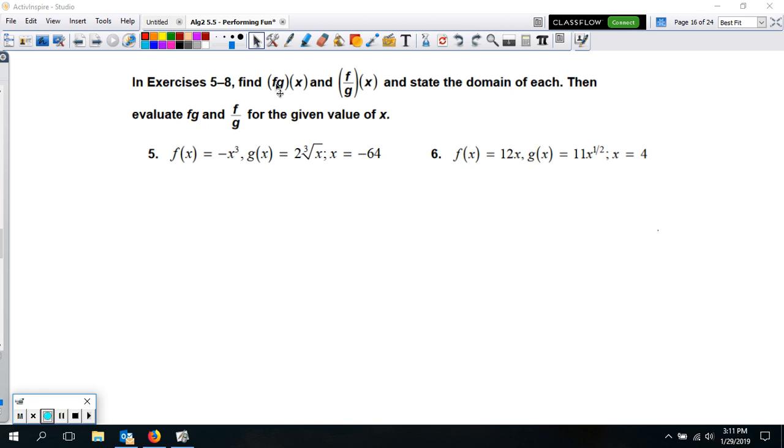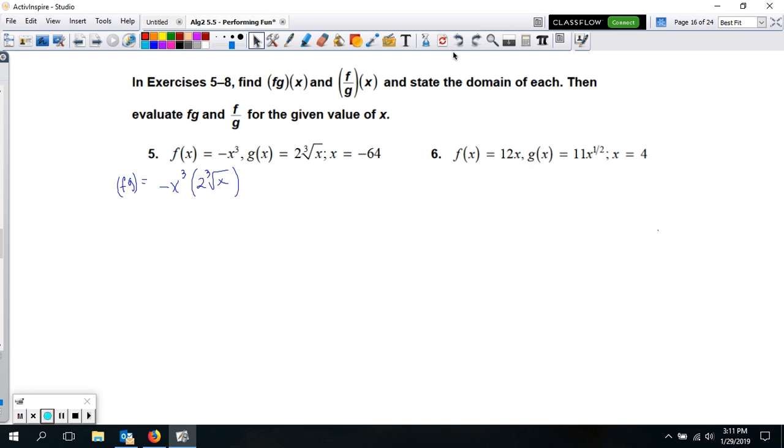f times g, or f next to g, is just f times g, and f over g means dividing the functions. So starting off with multiplying, we're going to do f times g, so that'd just be the negative x to the third times this g function right here, 2 cube root of x. So we're going to multiply those together. What we need to do is get them to be the same thing, either both radicals or both exponents. So I'm going to get this to be both exponents, and I'm going to change the cube root of x back to a fraction exponent.